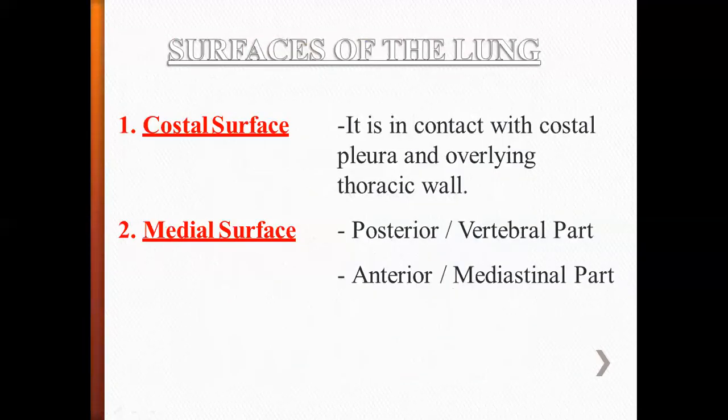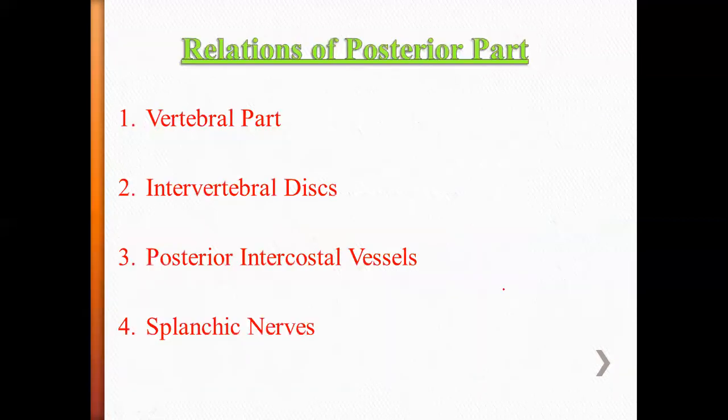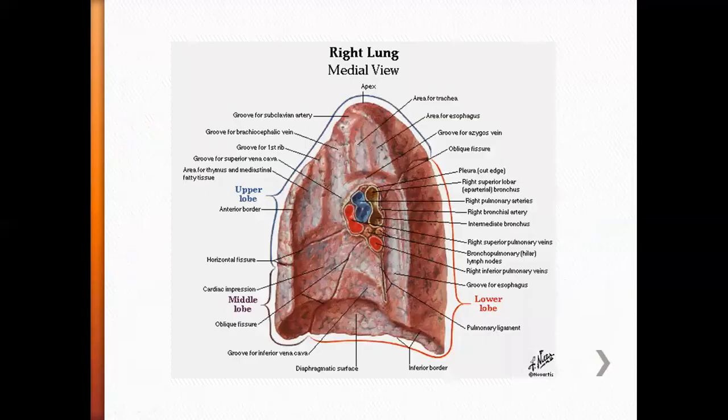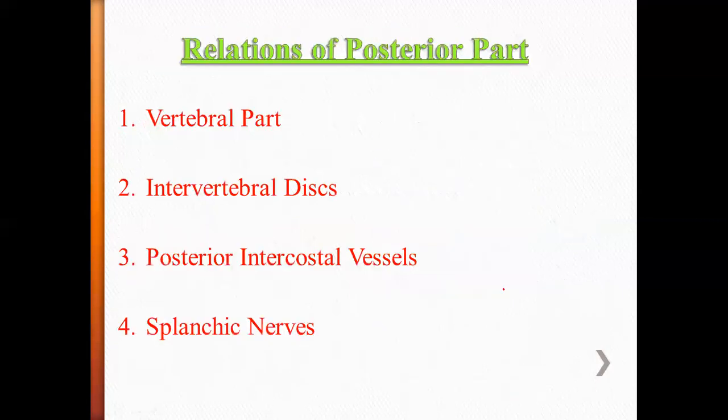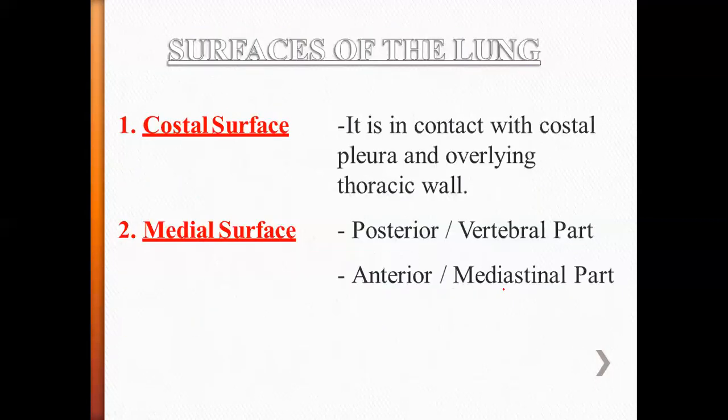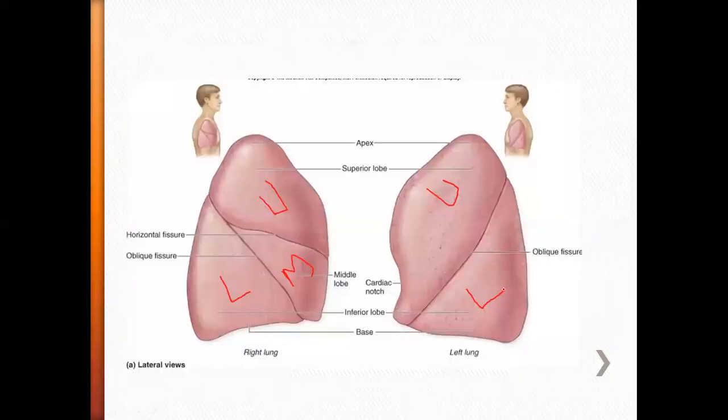Okay. Now let's see the surfaces. So now you know how many surfaces there are? Two surfaces. So what are the two surfaces? One is the medial surface, which you are seeing right now. Right lung medial surface and left lung medial surface. One more is the costal surface. I guess you know now what the costal surface is and what structures cover it. This is the costal surface. This is covered by our entire ribs.